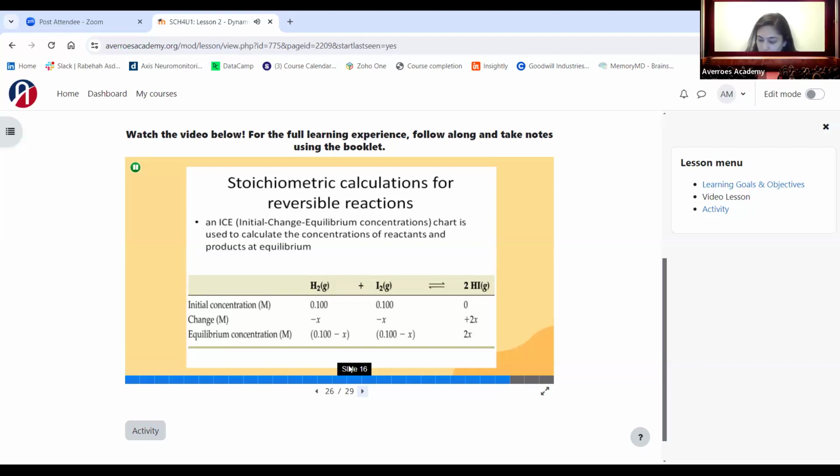Right, so ICE, initial change equilibrium, refers to those values that are included in the table. And for systems composed of aqueous solutions or gases, I means initial concentration of the reactants and products, C stands for the change in concentration of the reactants and products, like between the start of the reaction and the point at which the equilibrium is achieved, which is considered, I guess, the end of the reaction. And then E stands for the concentration of the reactants and products at equilibrium.